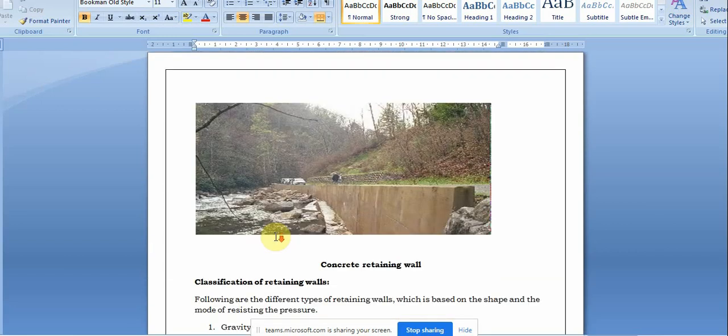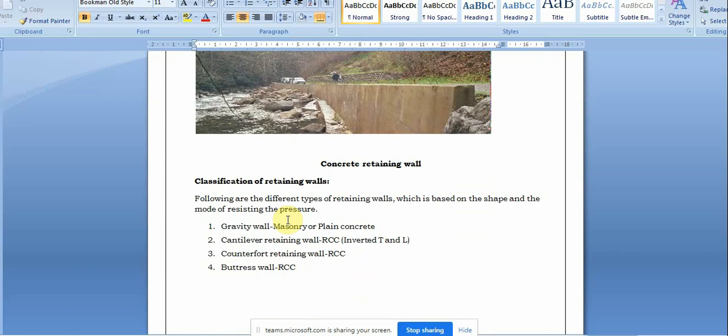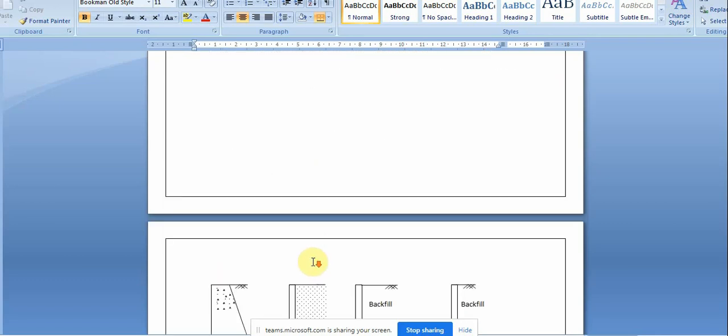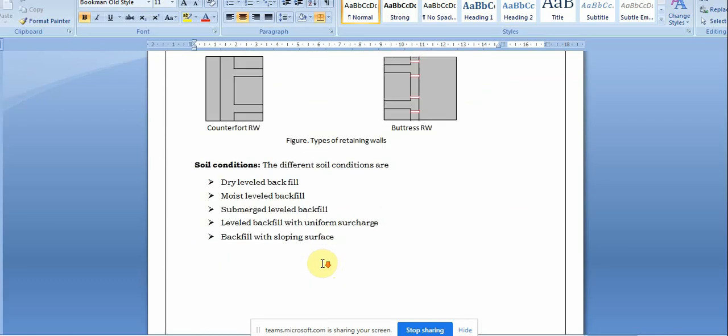Mainly you can see they are used across roads where the elevation difference between the two ground levels is more. Depending upon the site conditions, depth and requirement, they have been classified. Here you can see T-shaped, L-shaped, counterfort, buttress. These are the types of retaining walls, and depending upon the backfill and soil conditions, which will be feasible and what load is coming over the wall, how it is going to resist, that has been studied here.